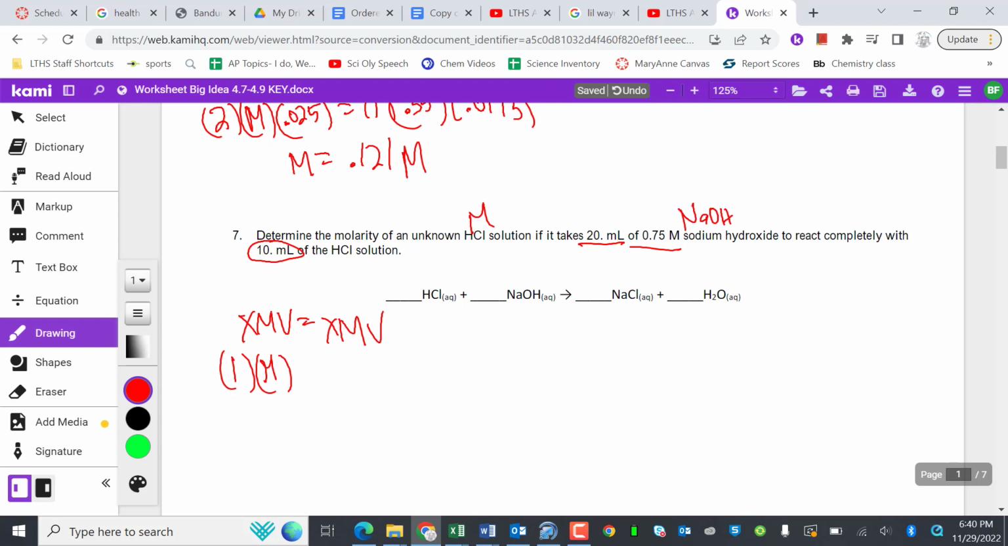The volume of HCl is 0.01, equals 1 for OH. The molarity is 0.75. The volume is 0.02. So 0.75 times 0.02 divided by 0.01 is 1.5. And I'm given two sig figs everywhere. So that's it.